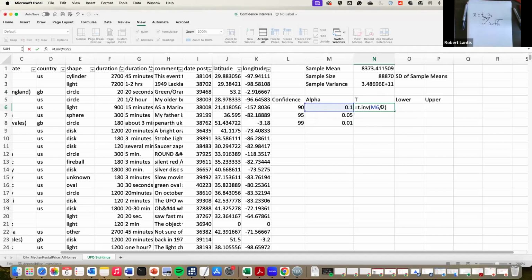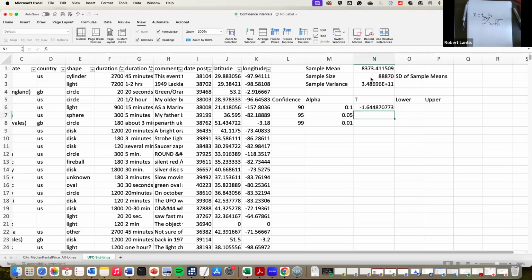Oh, why doesn't it like this? Oh, because I forgot, I'm looking at the student t. So what's the other thing I need to tell it? My degrees of freedom. My degrees of freedom will be my sample size minus 1. Put a parenthesis around this, hit enter.